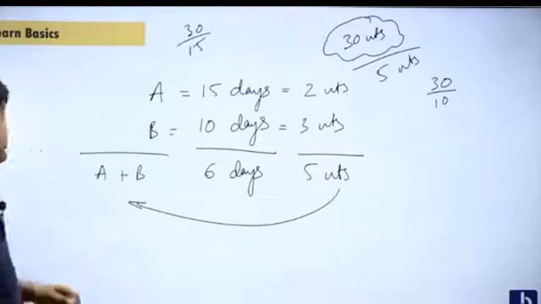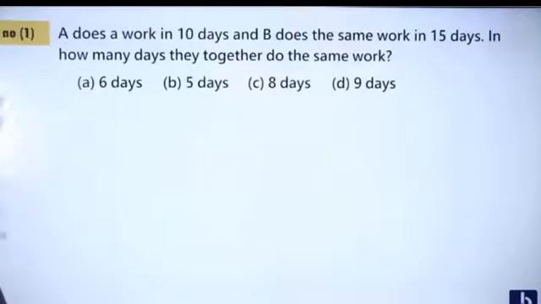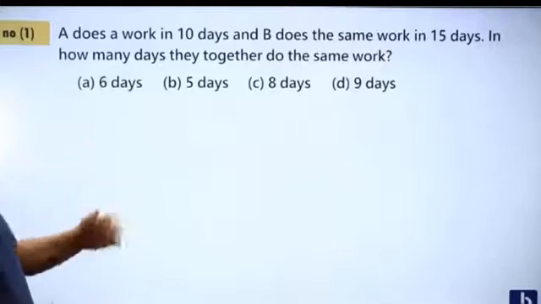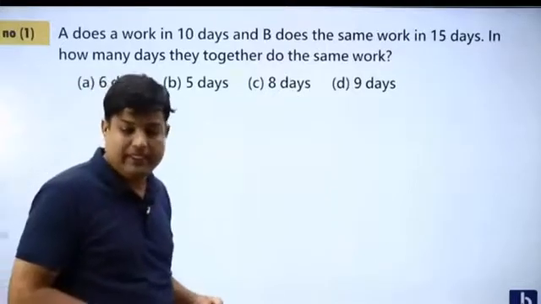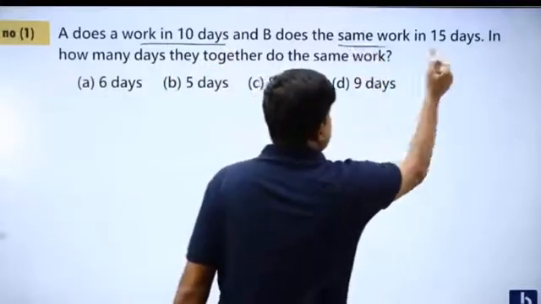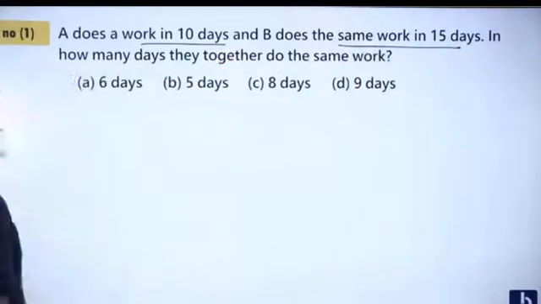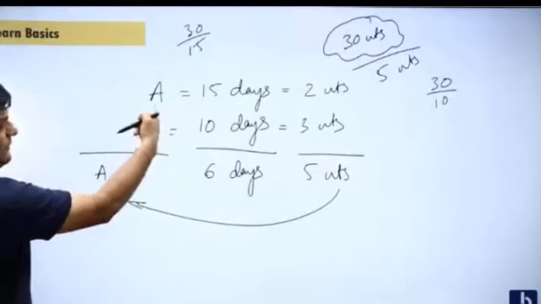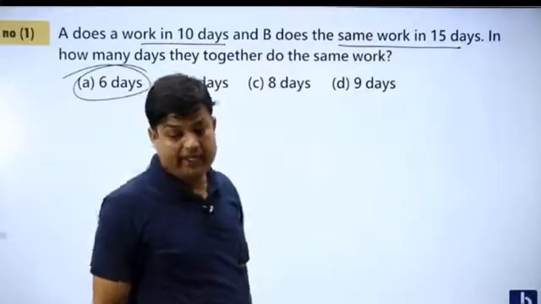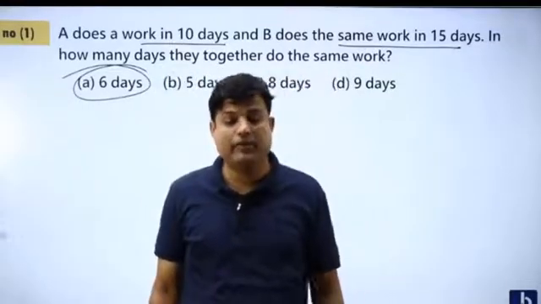That's good. So what I'm going to do is ask you to do this question faster. Within 30 seconds, you can do it. Oh, we got the answer. Is it the same question we have done? Yes, it's the same question. A 10 days, B 15 days. Together they're going to do it in how many days? 6 days. Following, everybody? We have done the same question and we have got the answer.